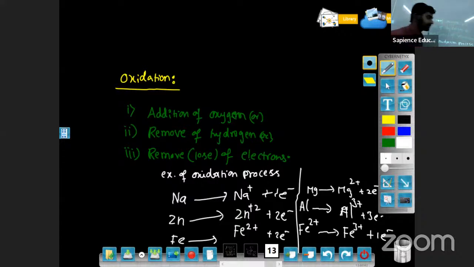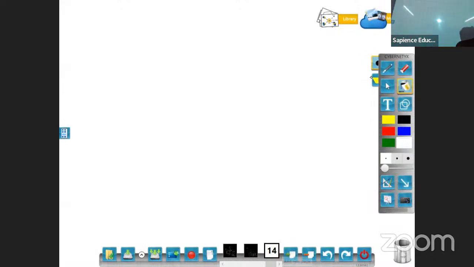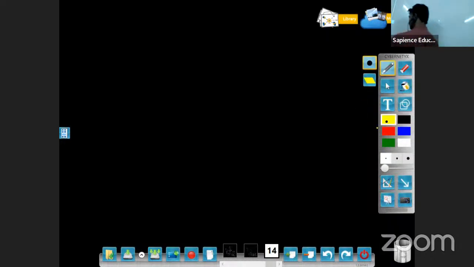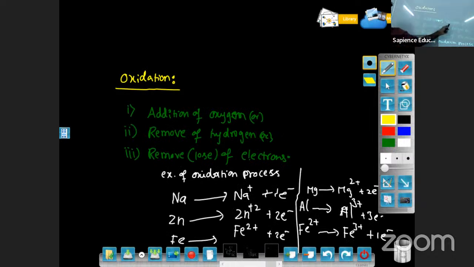Next, reduction, write. See here, completely opposite. Addition of hydrogen is reduction, or removal of oxygen is reduction. Whatever they wrote there, exactly opposite. Here addition of oxygen is oxidation. Under reduction, what do we have to write? Addition of hydrogen you can write. And here removal of hydrogen. There removal of oxygen. Here loss of electron. There gain of electron. That is the reduction.